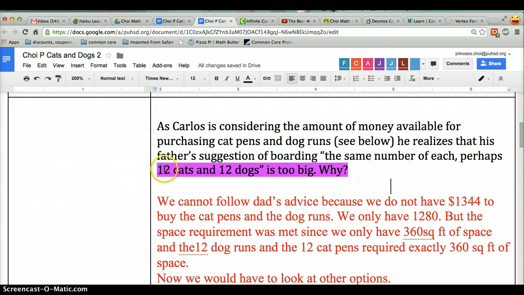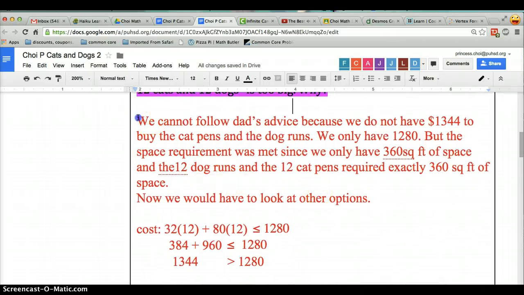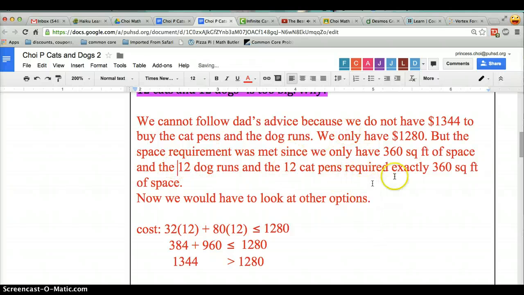So what I did was I highlighted this area, okay? And then, remember this one? We just wrote it like right now. All I did was I went in there and I copied and pasted. And I wrote, we cannot follow Dad's advice because we do not have $13.44 to buy the cat pens and the dog runs. We only have $1,280. Remember that? But the space requirement was met because we only have 360 square feet of space, and the 12 dog runs and the 12 cat pens required exactly 360 square feet of space, right?